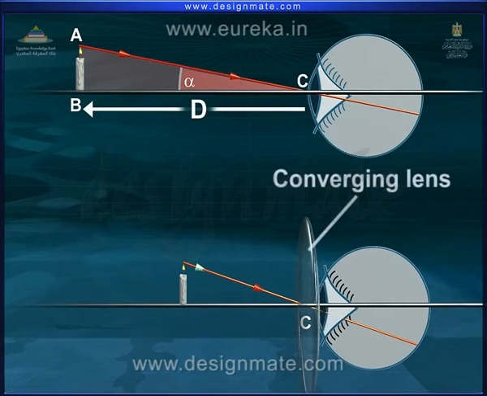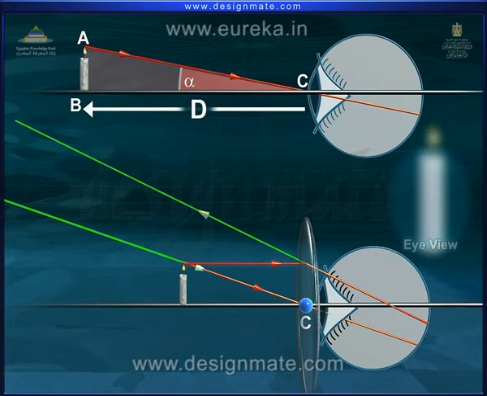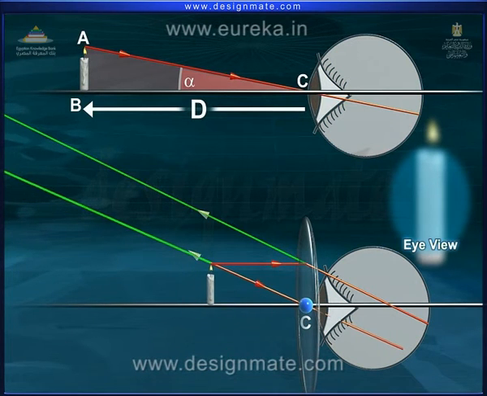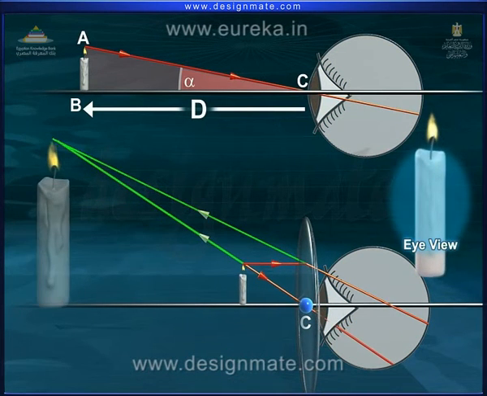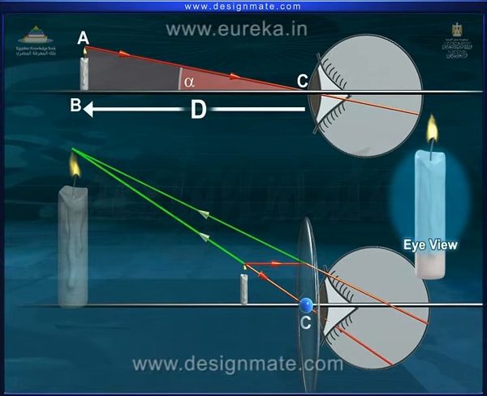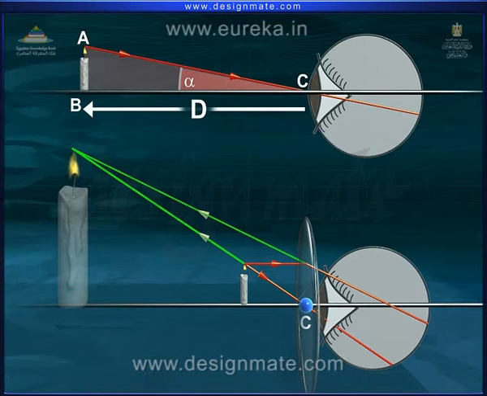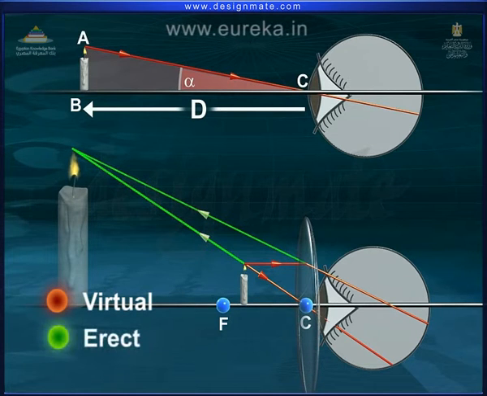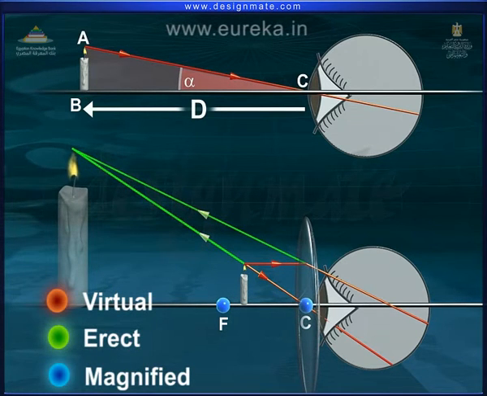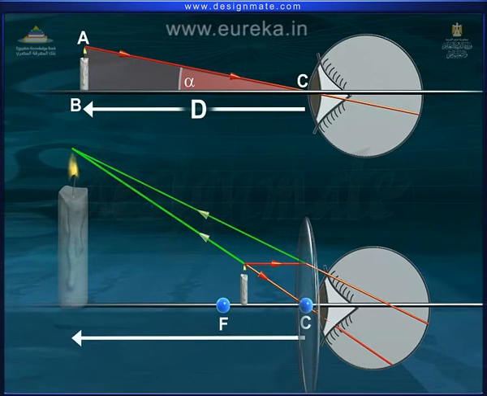Hence, we place a converging lens close to the eye and move the object closer than the least distance. Here, when an object lies between the lens and its principal focus, a virtual, erect, and magnified image is obtained at the least distance of distinct vision.